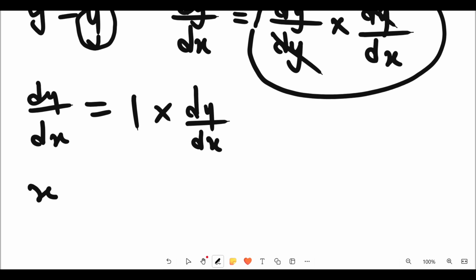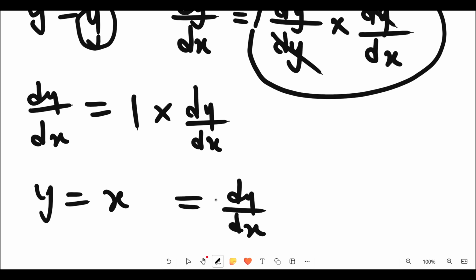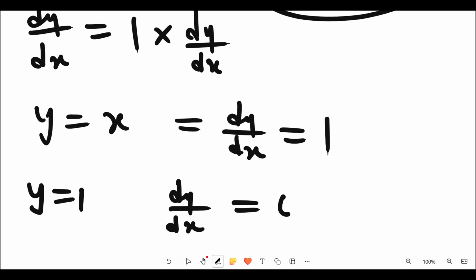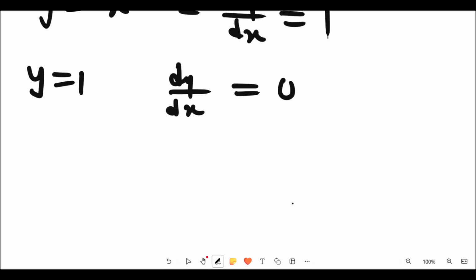But when you take the second component, which is x, so that is y is equal to x, when you differentiate this one, you are just going to get dy/dx equal to 1. All right. Then you take the last part of the function, which is 1. So y is equal to 1. When you find your dy/dx, you get an answer of 0.